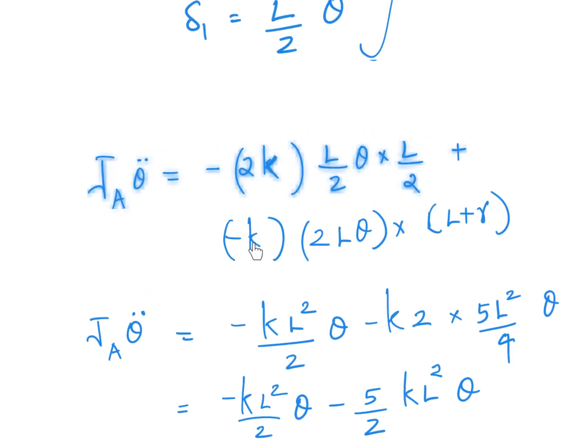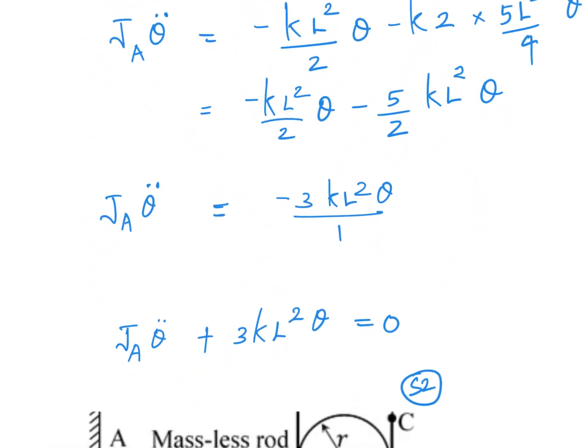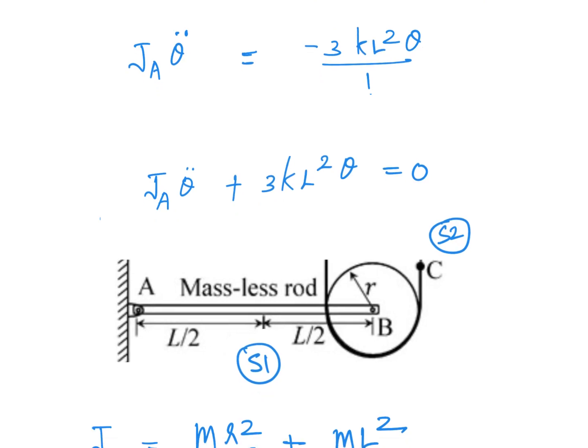Similarly, this is the stiffness of the second spring. This is the deflection felt by this second spring, and this is the distance between the second spring force and the point about which we are taking the moments. Now some simple mathematical manipulation will get us here. So the natural frequency of this system can be simply written as root of 3kL square divided by Ja, where Ja is the mass moment of inertia of the system about this point.